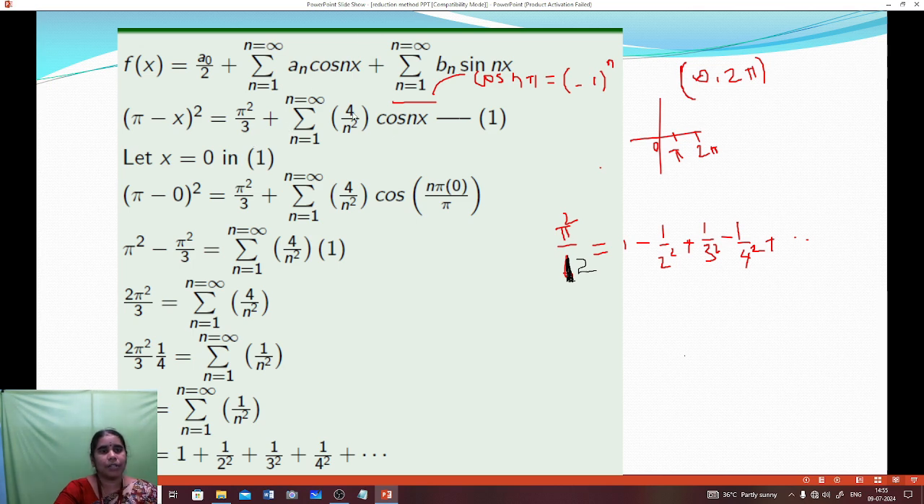Plus substitute the An value, 4 by n square. Substitute our Bn value, whereas Bn takes the value 0, so there is no need to put the last term. So this is our equation number 1. Then we have to reduce the Fourier series to the summation expression.